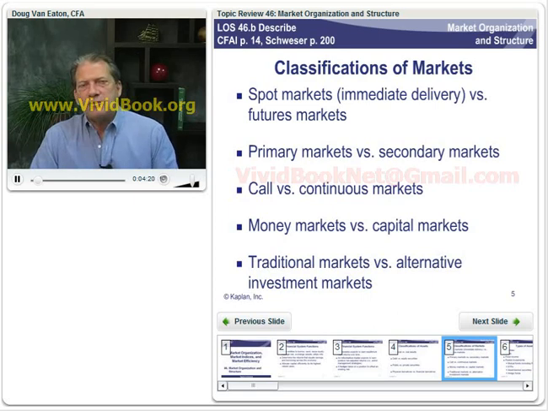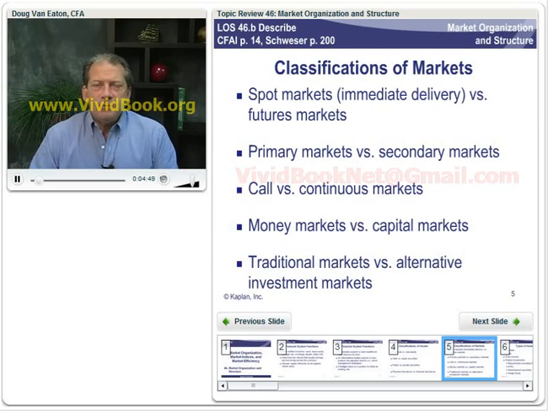Primary markets versus secondary markets. Basically markets for newly issued securities versus markets for used securities. In the primary markets, the proceeds of the offerings go to the issuing company. And in secondary markets, well, that's like stock exchanges or the over-the-counter markets where the purchase of a security, the money goes to the seller of the security and not to the issuing firm.